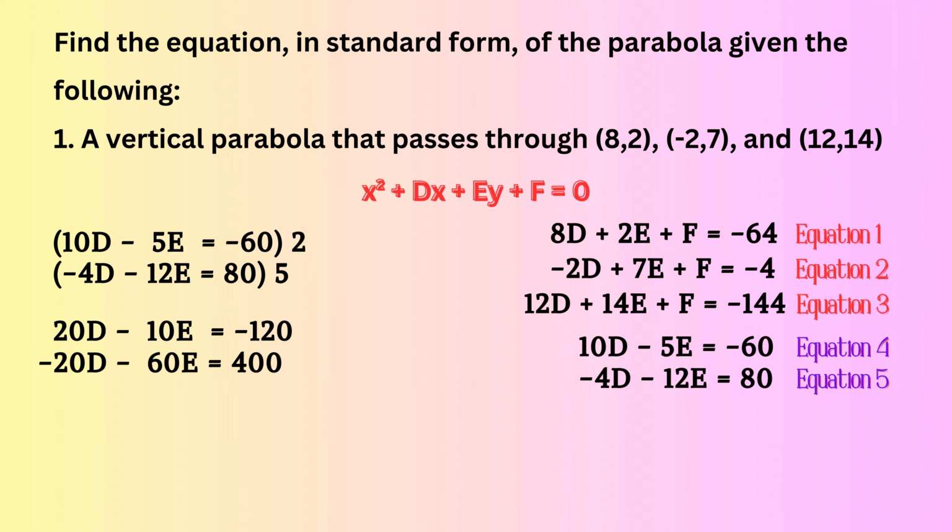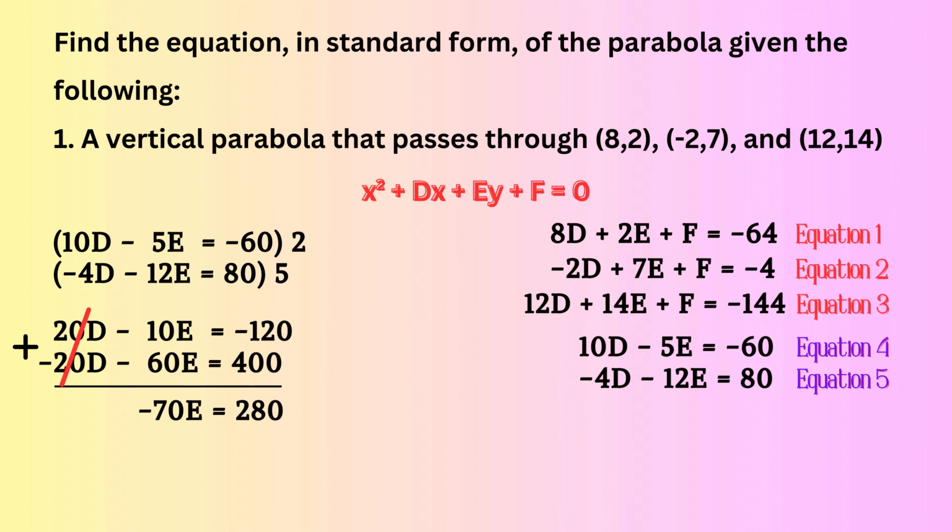Now, we can eliminate variable d in this system of linear equations by adding the two equations. 20d and negative 20d will be eliminated. Negative 10e plus negative 60e is negative 70e, and negative 120 plus 400 is 280.